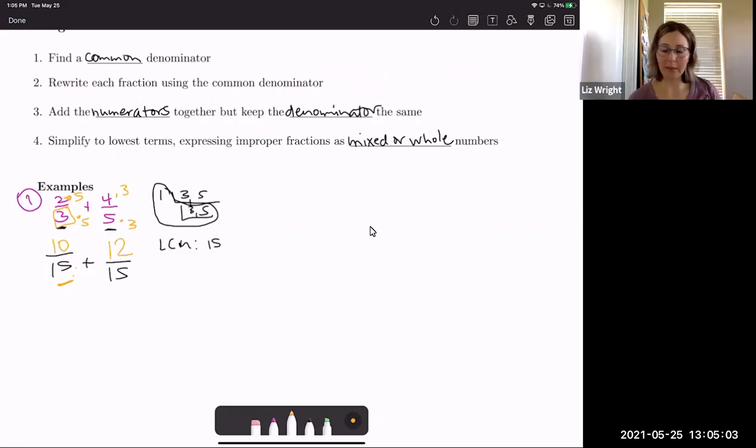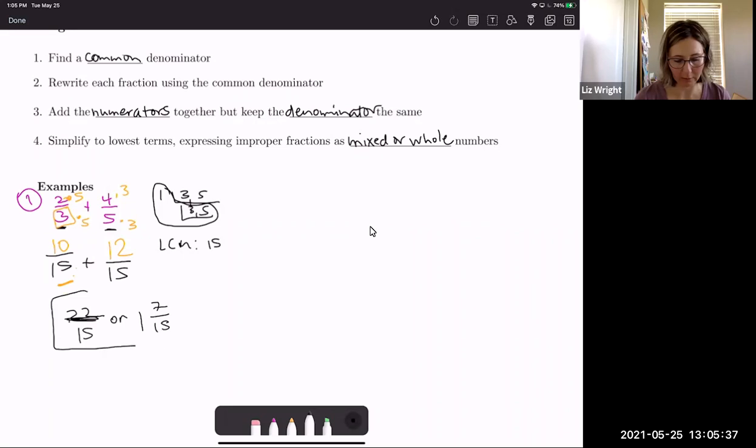Now, because we have a common denominator of 15, we can take 10 and 12 and add them. And so we're going to get 22 over 15. Then you can ask yourself, is there anything I can take out? Can I simplify that at all? I can't, but I can rewrite it as a mixed number. How many times will 15 go into 22? Once, with 7 left over. So 1 and 7/15. So there are 2 answers for that one.